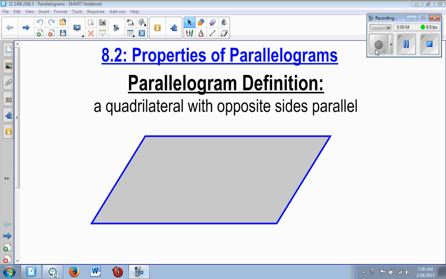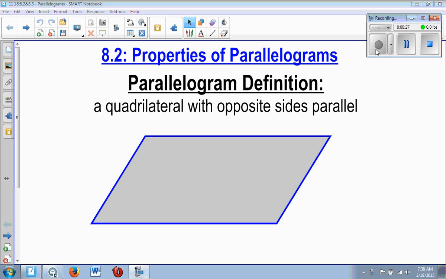What you're going to find for the rest of this unit is that we are going to study specifically four-sided figures, so quadrilaterals. What we're going to do for the next several lessons is look at different types of quadrilaterals and the different properties that they have. The first one we're going to start with is the most basic one, which is a parallelogram.